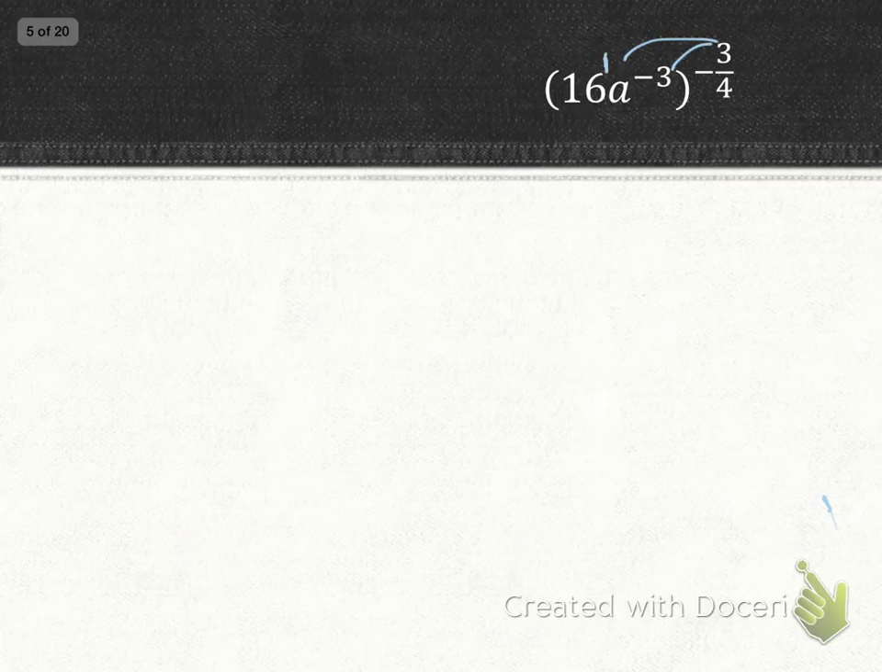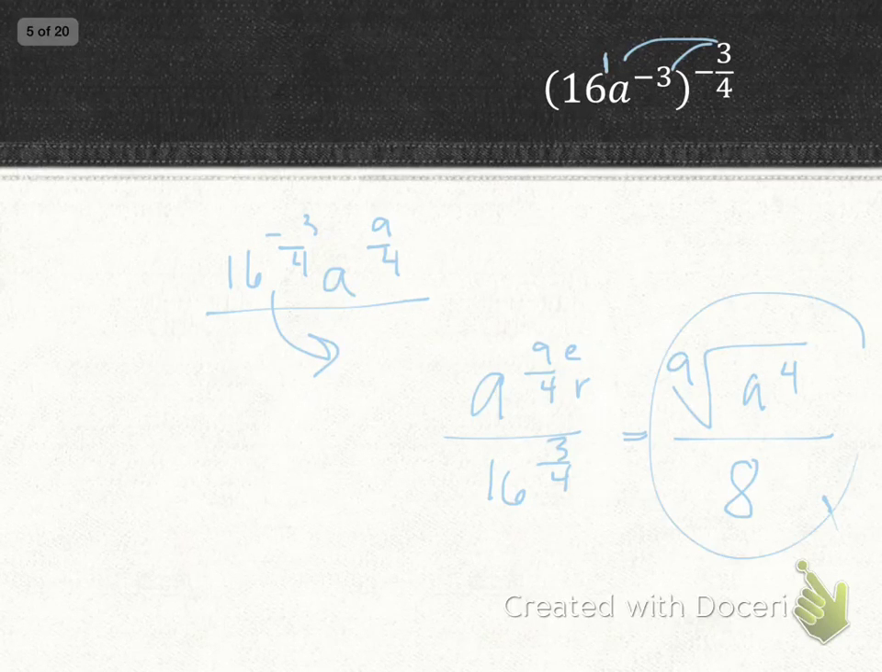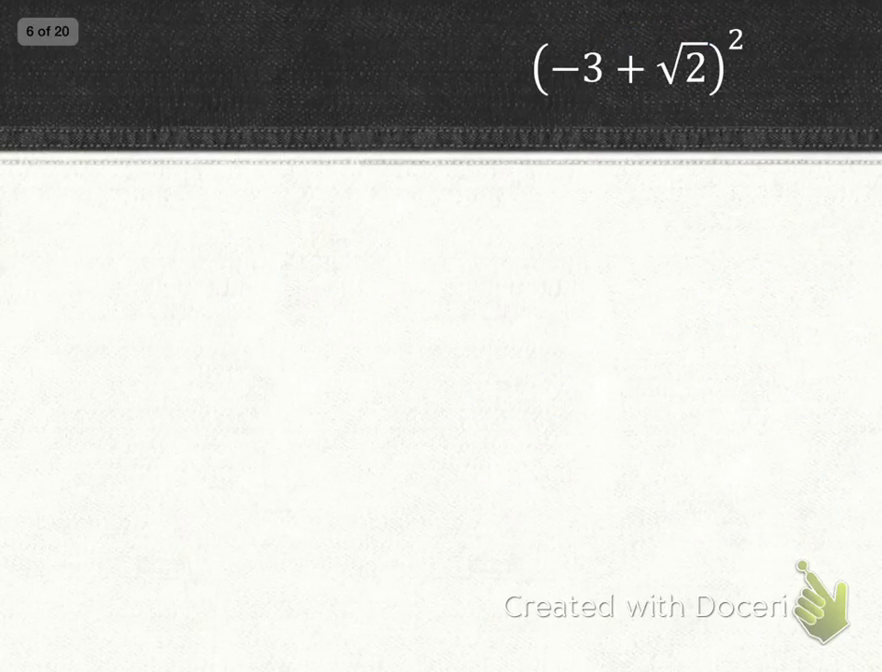So let's do power to a power. Power to a power, we multiply. So I now have 16 to the negative 3/4, a to the negative 3 times negative 3/4 gets me negative 3 times negative 3/4, a 9/4. We have to drop negative exponents, so I have a to the 9/4 over 16 to the 3/4. This represents your exponent, that's your radical, so I got 9 square root a to the 4th over, I'm going to type in 16 to the 3/4 in my calculator, and it simplifies to 8.